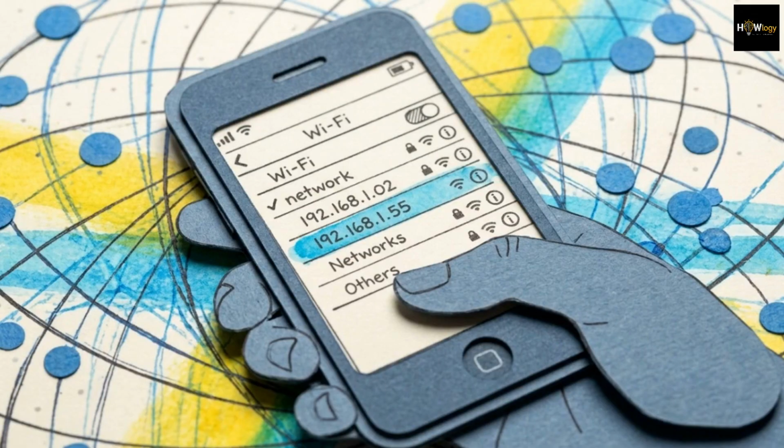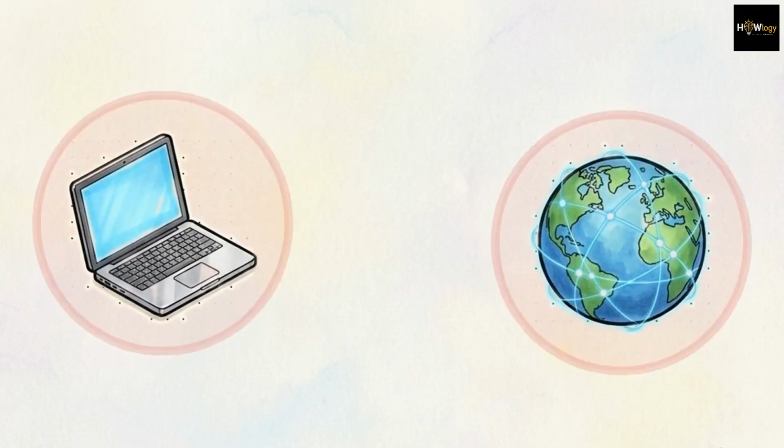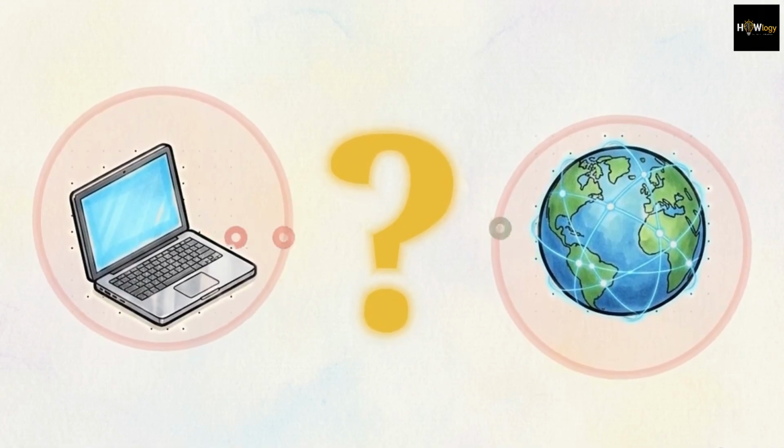If you open the Wi-Fi settings on your smartphone right now, you'll likely see a string of 4 numbers, something like 192.168.1.55. We pass by these digits all the time, but it raises a basic question. What do these numbers actually do, and why exactly does your device need them to get online?